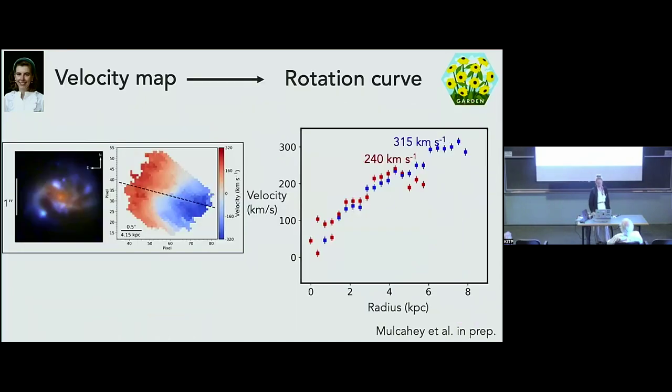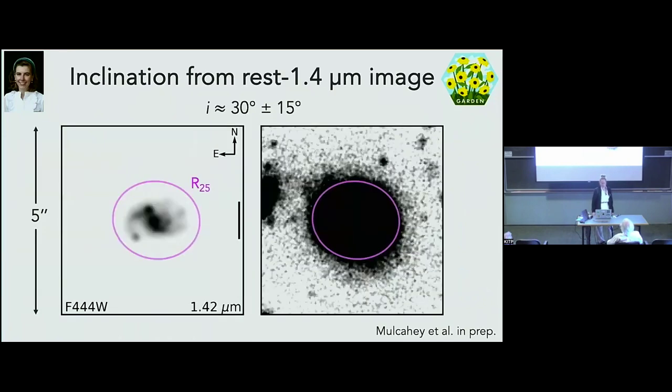Now we're going to make a velocity map, a velocity curve of this. Rotation velocity versus radius. It goes rather fast. 240 on one side max, 315 on the other. This is not inclination corrected. This is raw. Let's measure an inclination. This is hard to do locally.